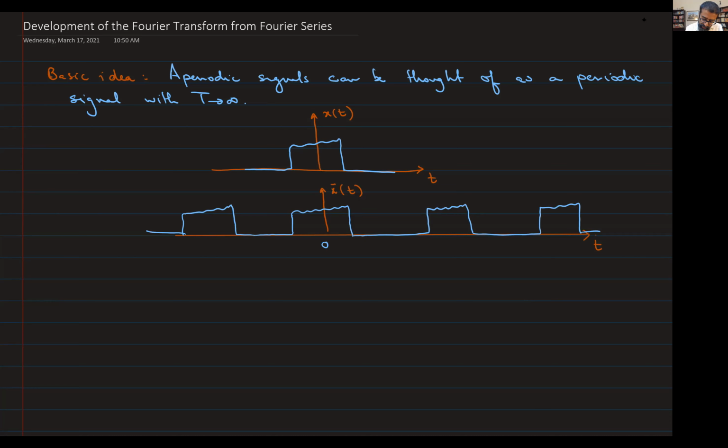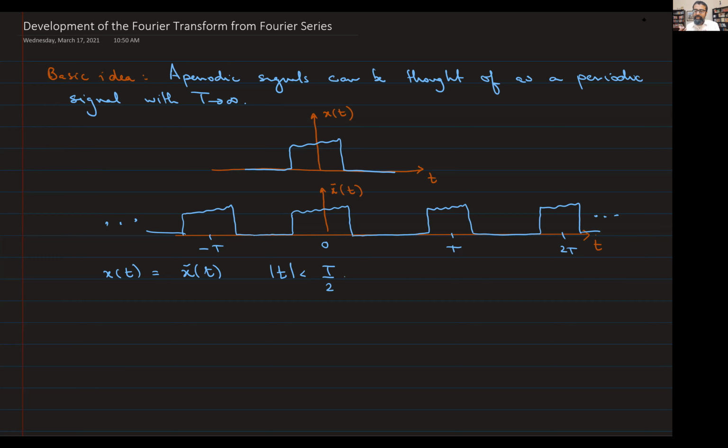Right, so this is 0, this is capital T, this is 2T, and this is minus T, and so forth. And clearly what we see is x of t is equal to x tilde of t as long as t is less than capital T by 2. So within one period, x of t equals x tilde of t.